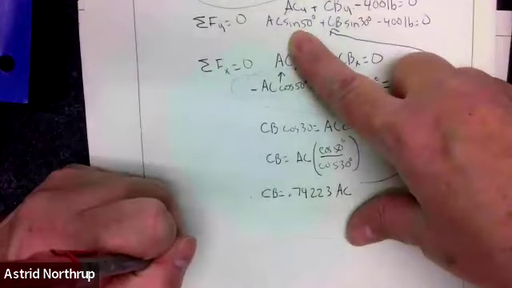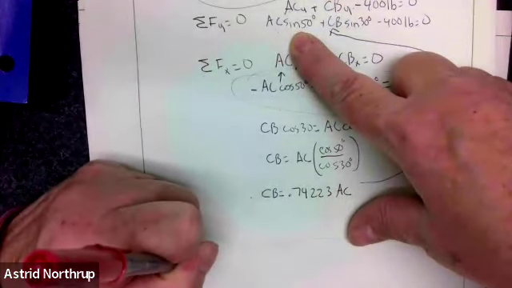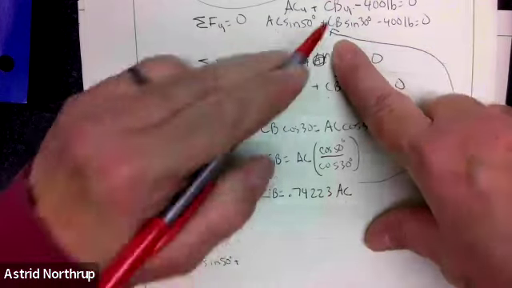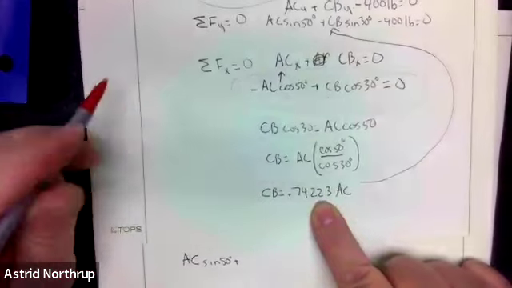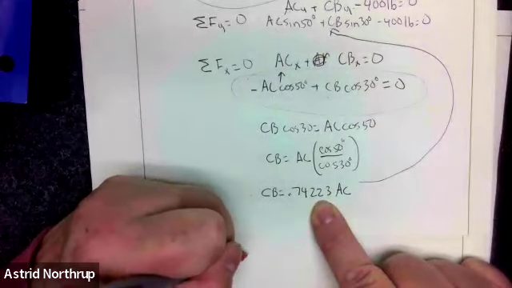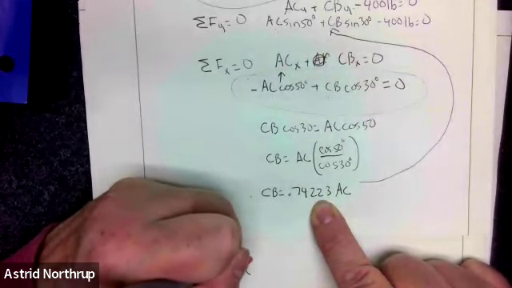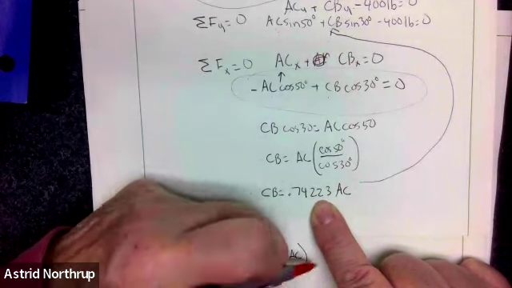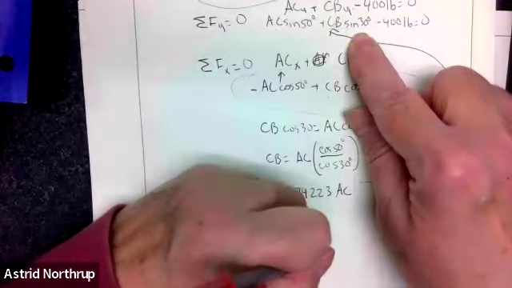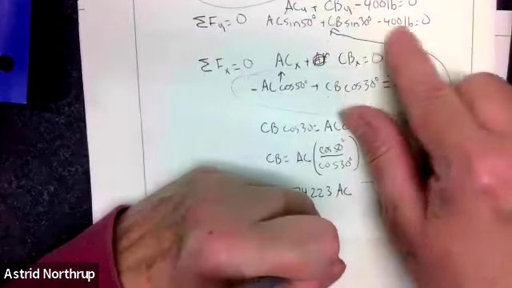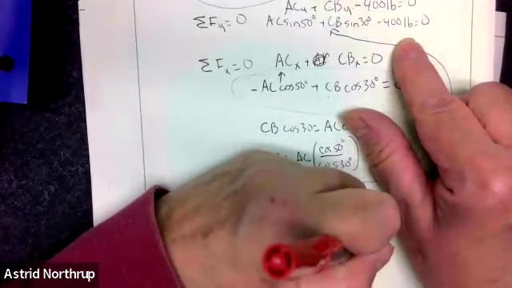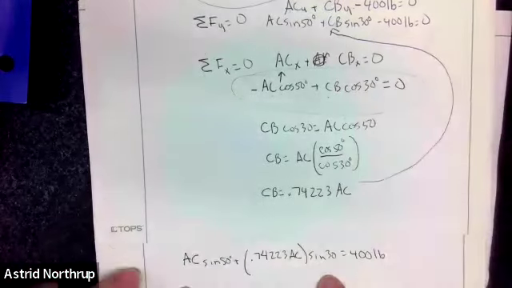Okay, so I write the first term, same as I did up here, AC times the sine of 50, plus, now instead of writing CB, I want to write what CB is equal to in terms of AC. So instead of writing CB, I'm going to write 0.74223 AC. And then that's going to be times the sine of 30 minus 400 equals 0, or I can bring that 400 as a positive over to the other side of the equation.